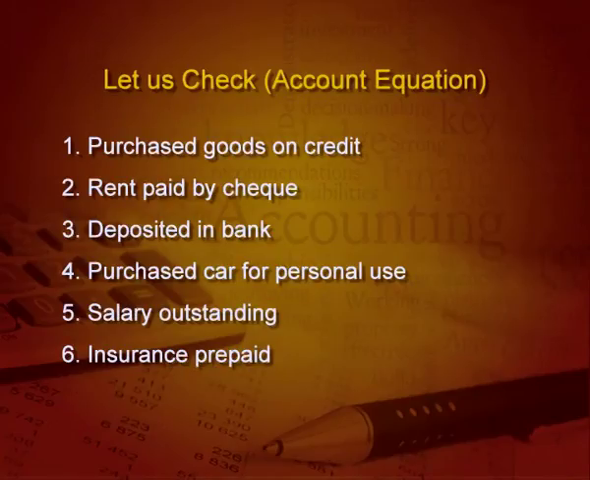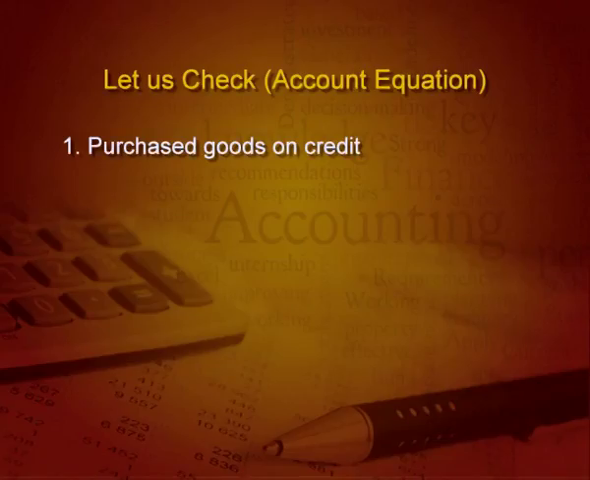Okay. Now, let us check what you have understood in this accounting equation. We will discuss few entries. Point number 1, purchase goods on credit. Now, goods will increase and liability, that is creditor, will also increase.